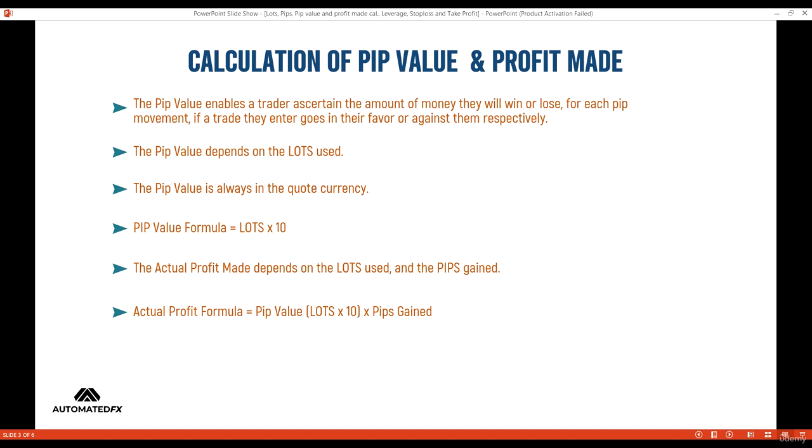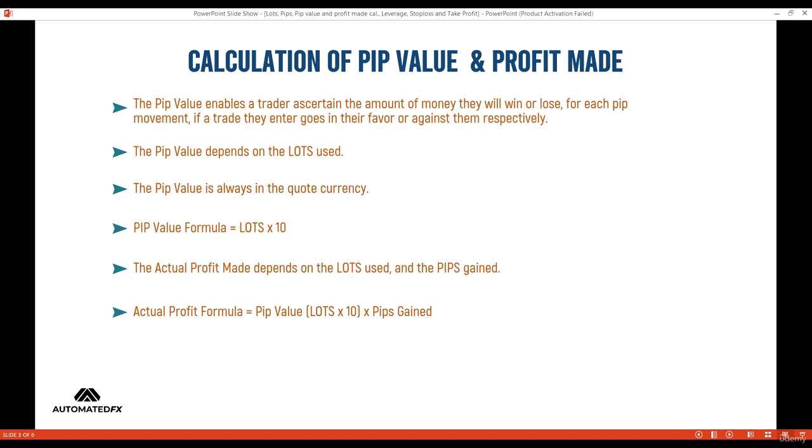The pip value is always in the quote currency, and there's a formula for calculating the pip value, which is lots times 10. We're going to look at an example later on, and we're going to learn how to calculate the pip value and how to calculate the profit we make from a trade, even if it moves more than one pip.